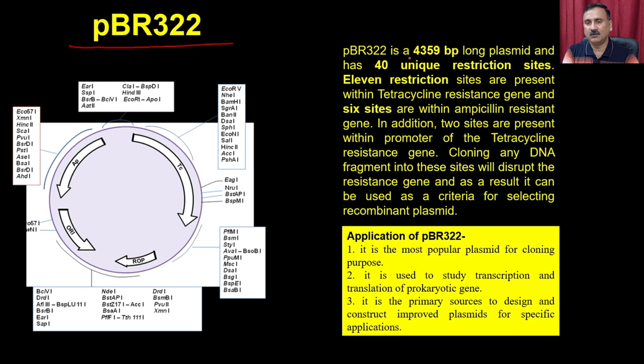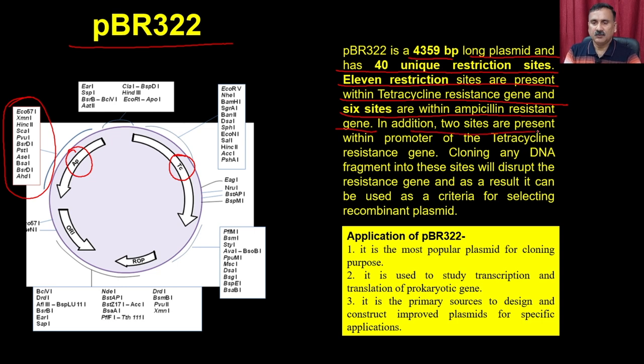pBR322 is a 4359 base pair long plasmid, and it has 40 unique restriction sites. 11 restriction sites are present within the tetracycline resistance gene, and 6 sites are present within the ampicillin resistance gene. So it has two antibiotic resistance genes, the tetracycline resistance gene as well as the ampicillin resistance gene, and both of these genes have multiple cloning sites.